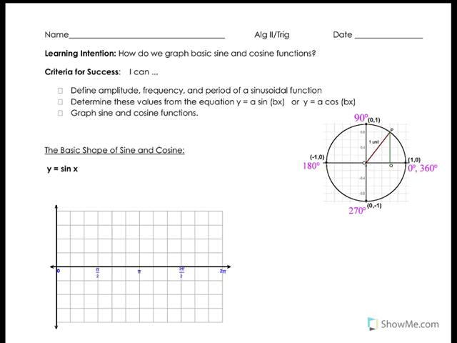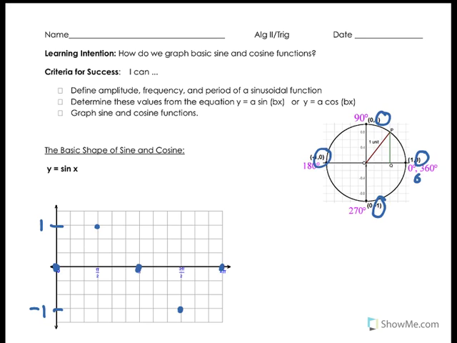So if I'm on the unit circle at 0 degrees or 0 radians, then my y value is 0. So I'm going to plot my first point. I make my scale 1 and -1, so it's not too squished. At pi over 2, which is 90 degrees, I have a value of 1. At pi radians, which is 180 degrees, my y value is 0. At 3 pi over 2, my y value is -1. And then at 2 pi, or 360 degrees, my y value is 0.